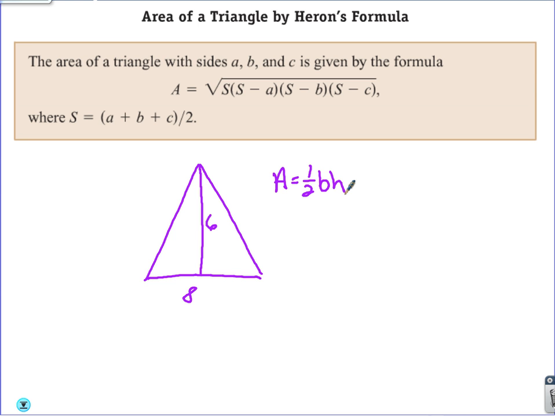In this case, 1/2 times 8 times 6. 1/2 times 8 is 4. 4 times 6 is 24. Next scenario.